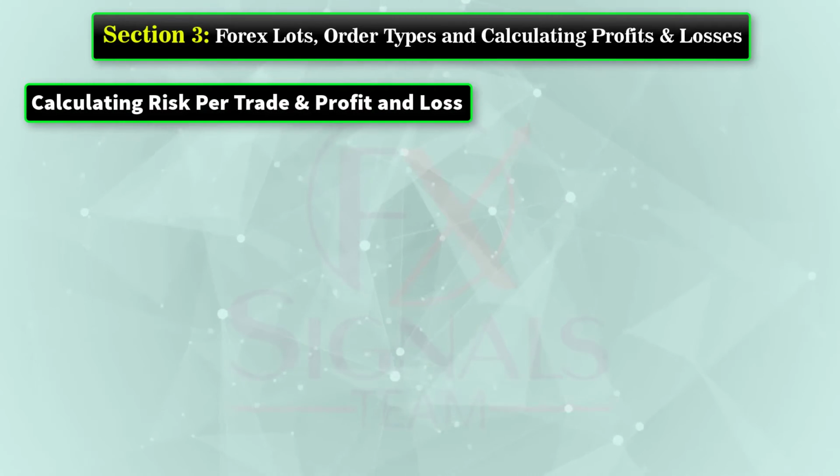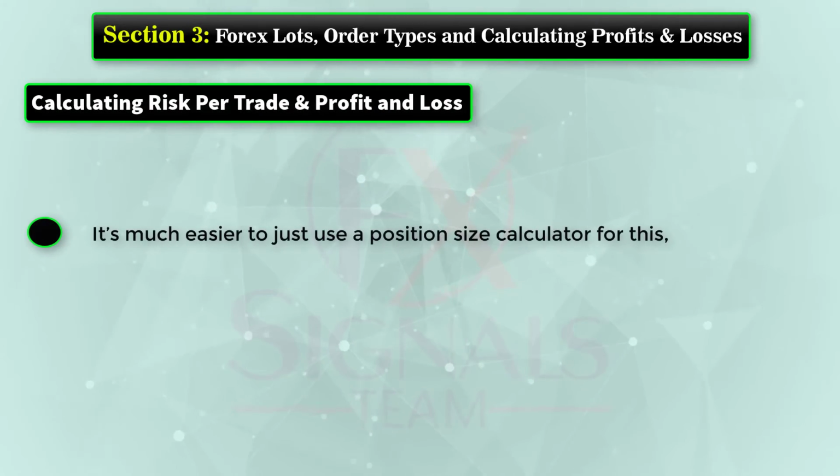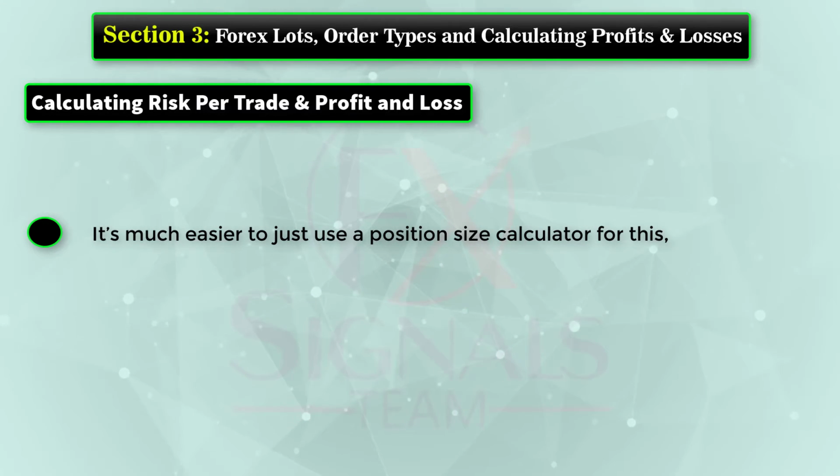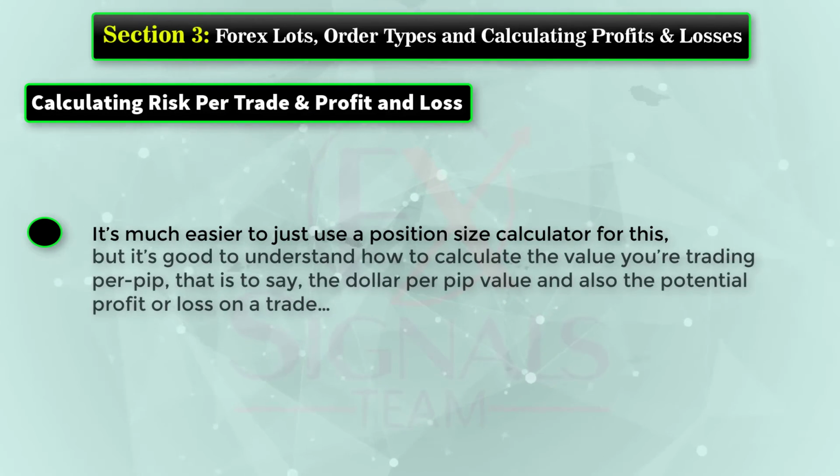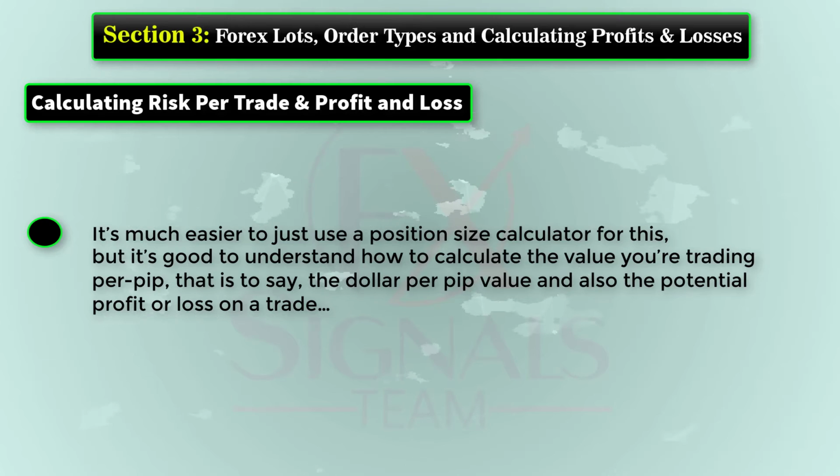Calculating risk per trade and profit and loss. It's much easier to just use a position size calculator for this, but it's good to understand how to calculate the value you're trading per pip, that is to say, the dollar per pip value, and also the potential profit or loss on a trade.